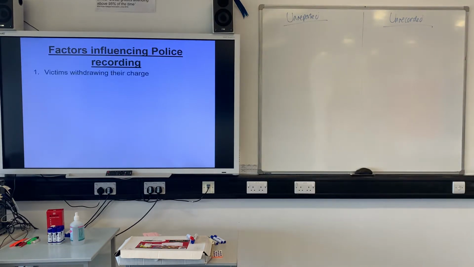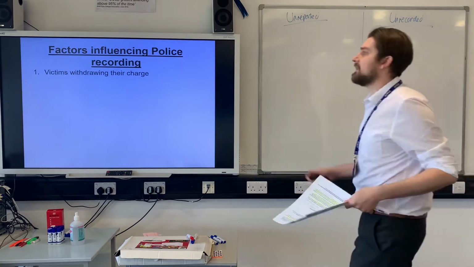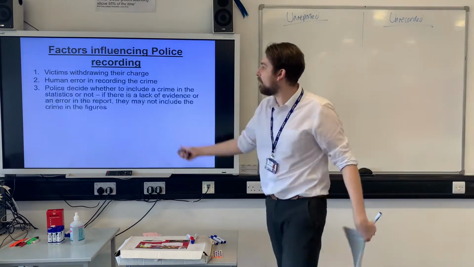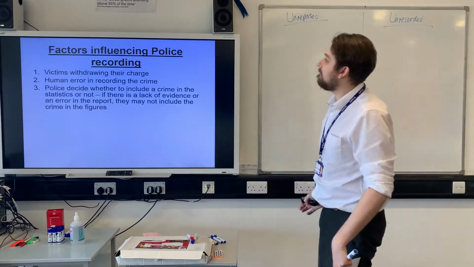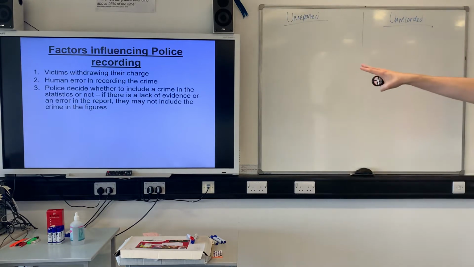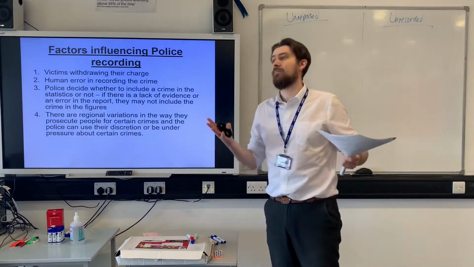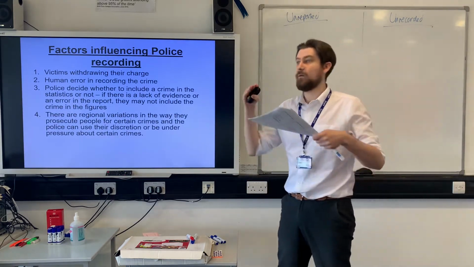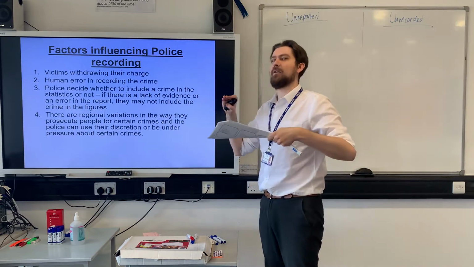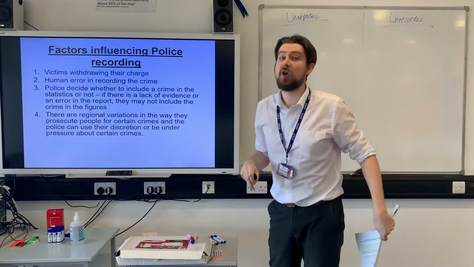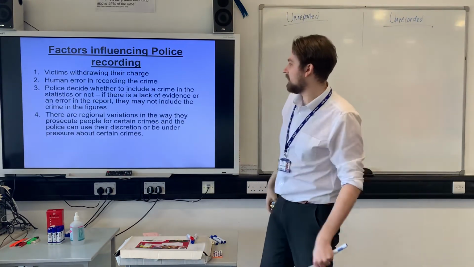Factors that might influence recording of crime: victims withdrawing their charge, human error when they record the crime. This is whether or not to put it in the statistics or not. They might find that in an area there's high amounts of crime, so they want to make the crime rate go down a little bit lower, so they're going to be a bit more discerning with which crimes they record.